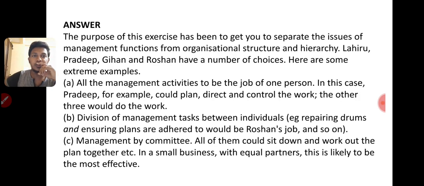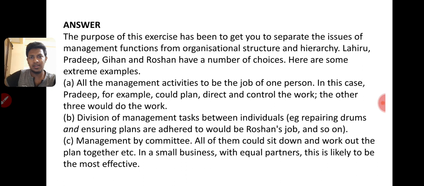The purpose of the exercise has been to get you to separate the issues of management function from organizational structure and the hierarchy. Lairu, Pradeep, Gyan and Roshan have a number of choices. Here are some extreme examples. All the management activity could be the job of 1 person. In this case, Pradeep, for example, could plan, direct and control the work, and the other 3 would do the work, right? The main management processes are taken by Pradeep and the others will do the employee part, the line worker part, right? Then there is division of the manager tasks between individuals: repairing drums and ensuring plans are adhered to would be Roshan's job, and so on.